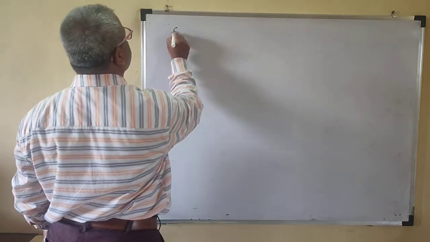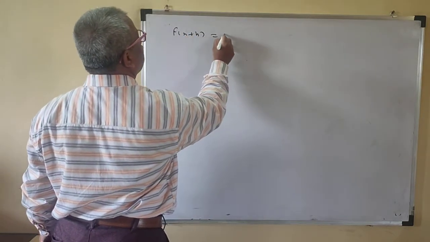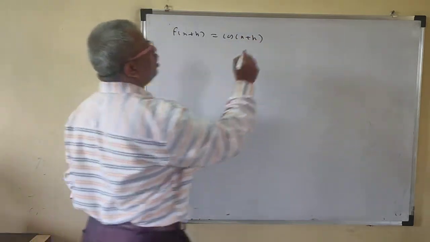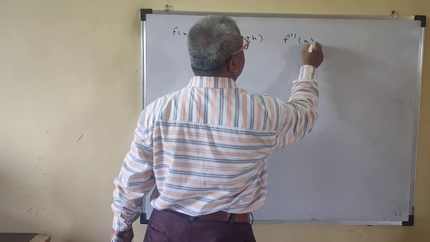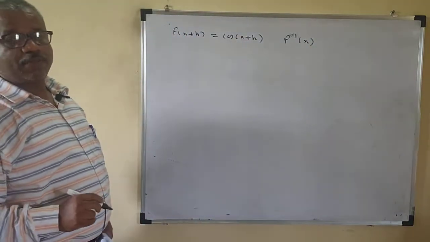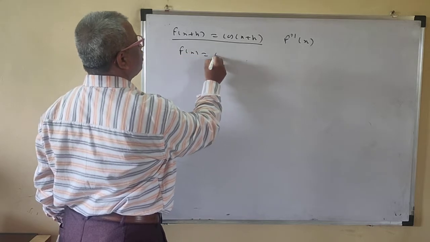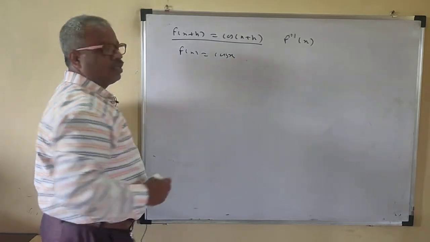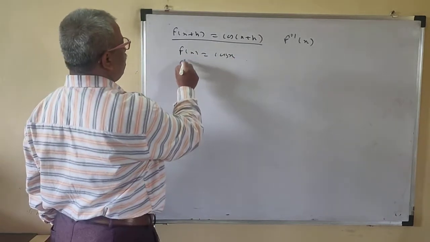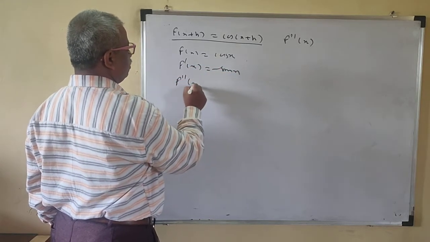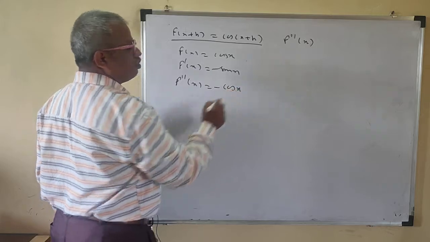Suppose f of x plus h is equal to cos of x plus h, and you want f double prime of x. Here f of x is cos x, so f prime x is equal to minus sin x, and f double prime x is equal to minus cos x.